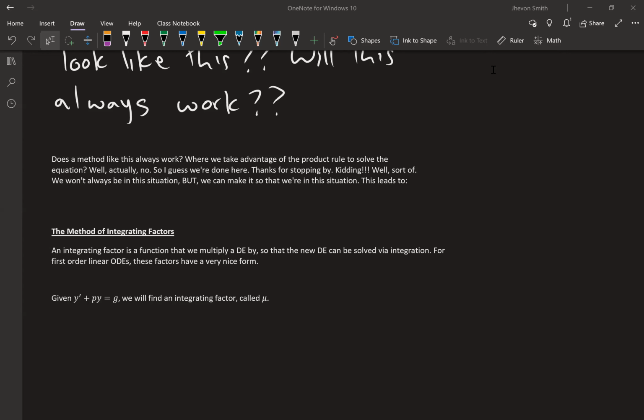It turns out if you have a first order linear differential equation, you will always have an integrating factor. There will always be a function out there that we can find that if you multiply the differential equation by, it will transform the left side into the product rule.